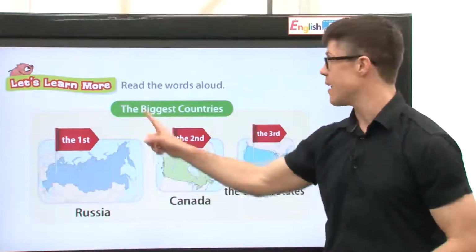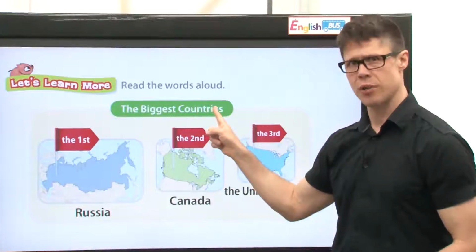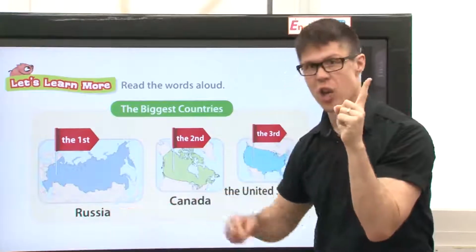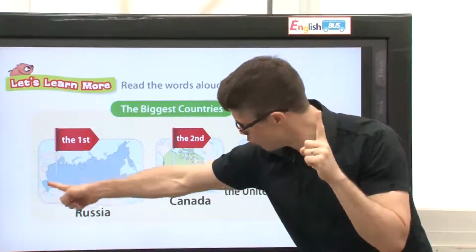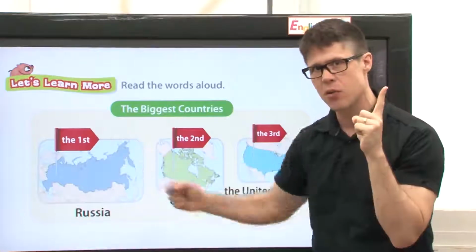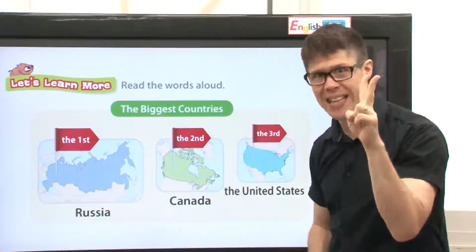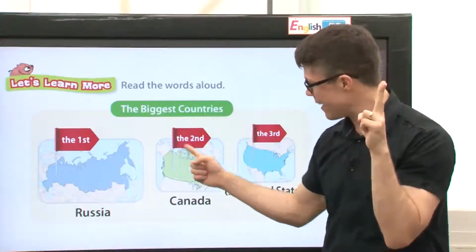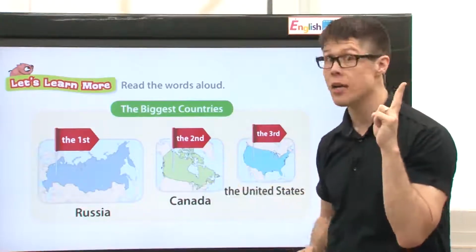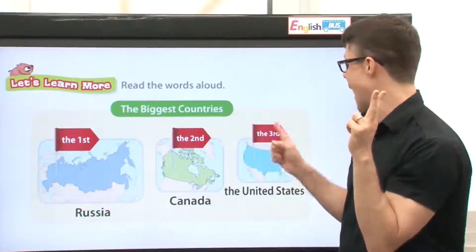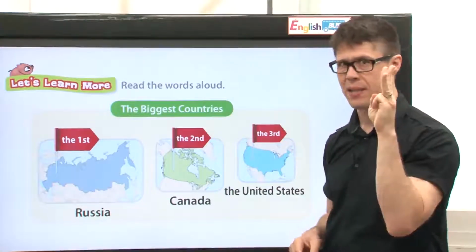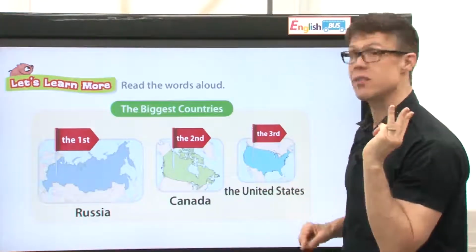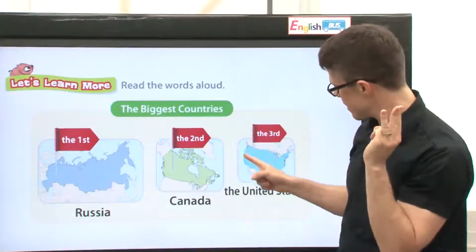Now let's look at the biggest countries. First biggest is Russia. Wow, look at that. It's really super big, right? The second biggest, number 2 is second, is Canada. Wow, yes, Canada is quite big. And the third biggest, 3 is third, the United States, or USA. This is the third biggest.